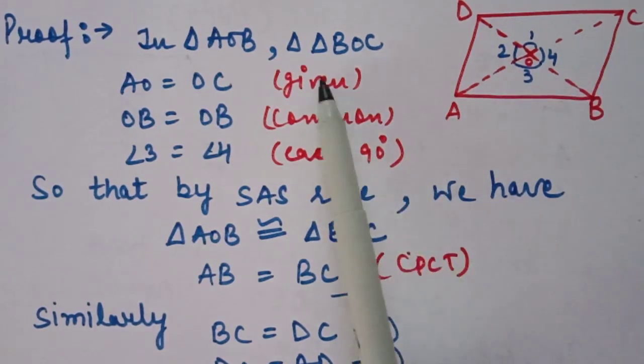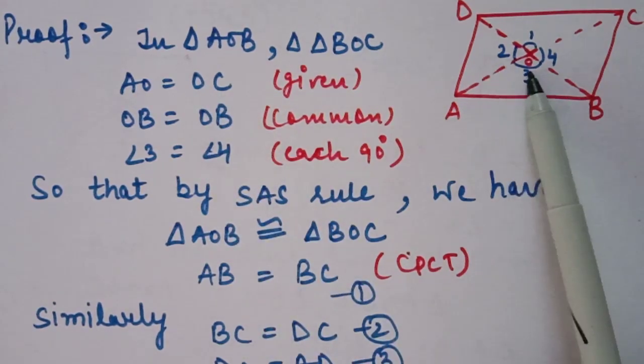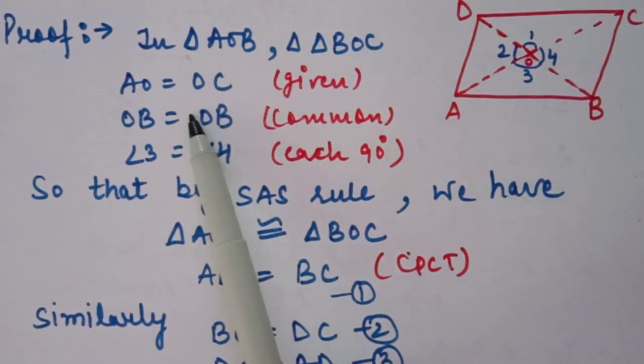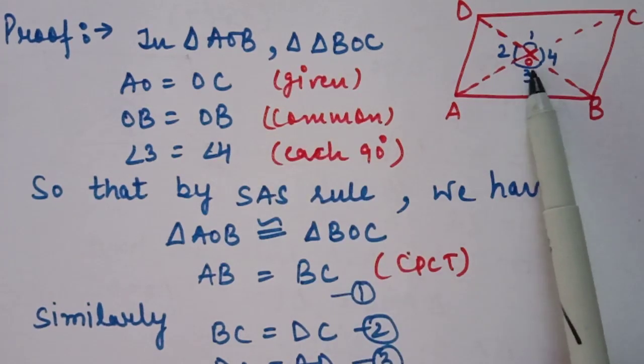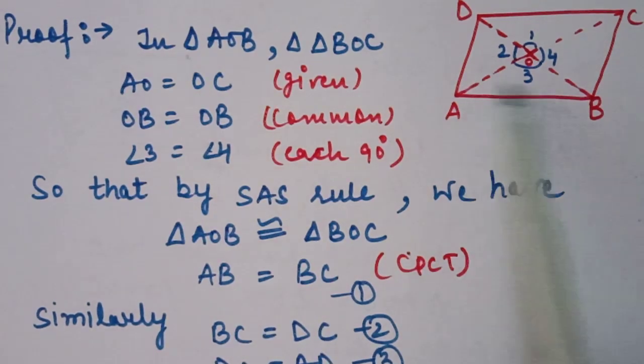Note that we have to write the reason in each and every step. So by SAS, this angle is present in between the two sides AO, OB and then angle 3. So by the SAS rule, both the triangles are congruent. So AB is equal to BC by CPCT, corresponding parts of congruent triangles.